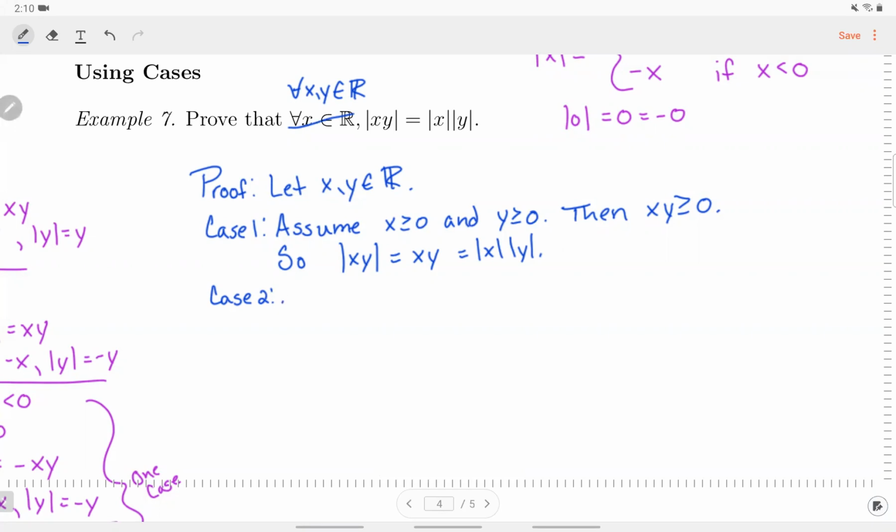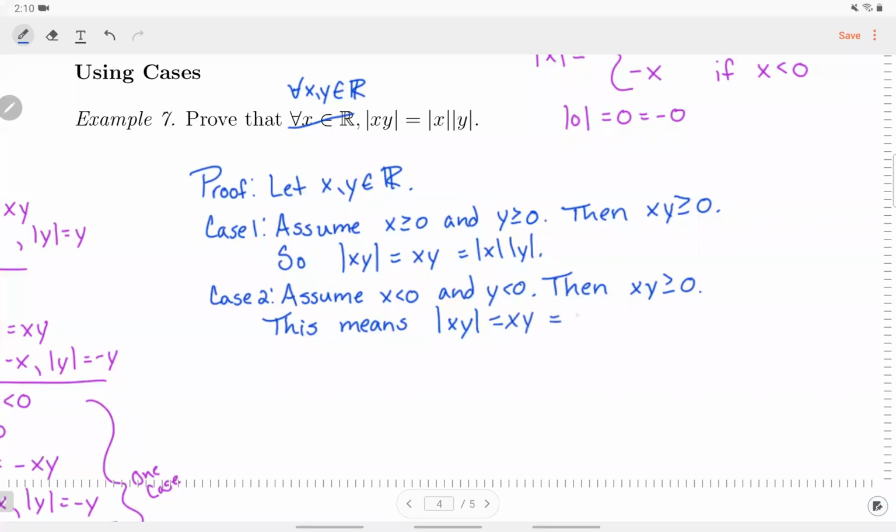All right, case 2. Assume x is less than 0 and y is less than 0. Then xy is less than 0. Oh, sorry, greater than or equal. Thank you. Should have looked at my scratch work. What was I thinking? This means absolute value of xy equals xy, which equals negative x times negative y, which equals absolute value of x times absolute value of y. You didn't have to write it out this way, but this is the most compact way to get all that logic in one. I started with the absolute value of xy and worked through my steps to get to the absolute value of x times absolute value of y.